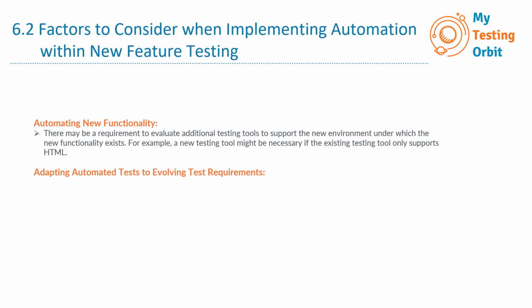Then we have adapting automated tests to evolving test requirements. When we have new requirements for testing, like checking different aspects of the software or adding new features, these requirements might affect the way our automated tests run and the tools we use to test the software. So we need to update our testing methods to fit these new needs.